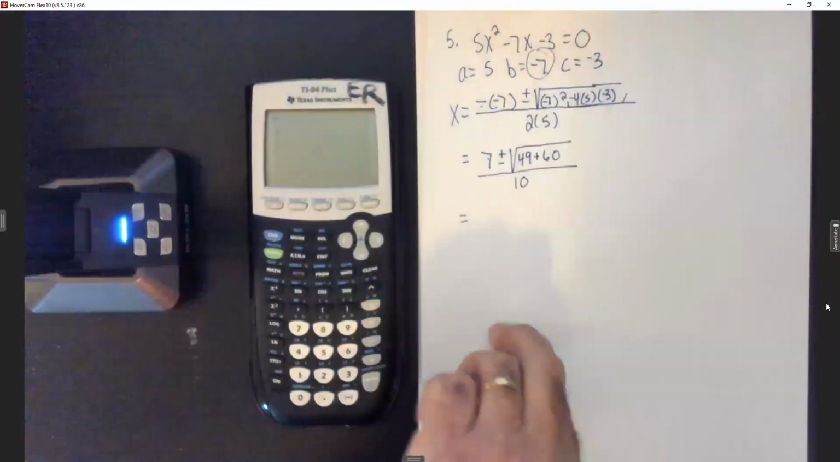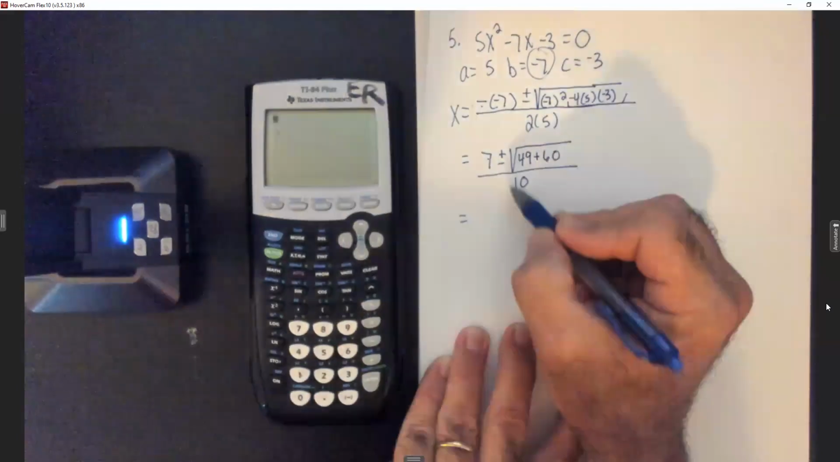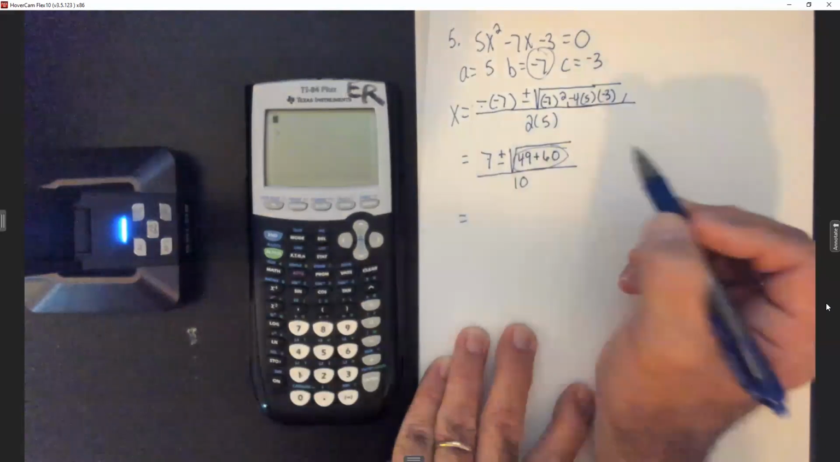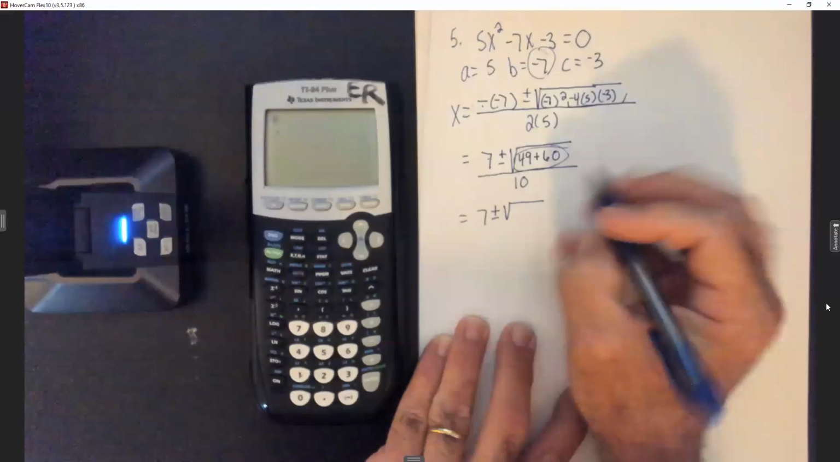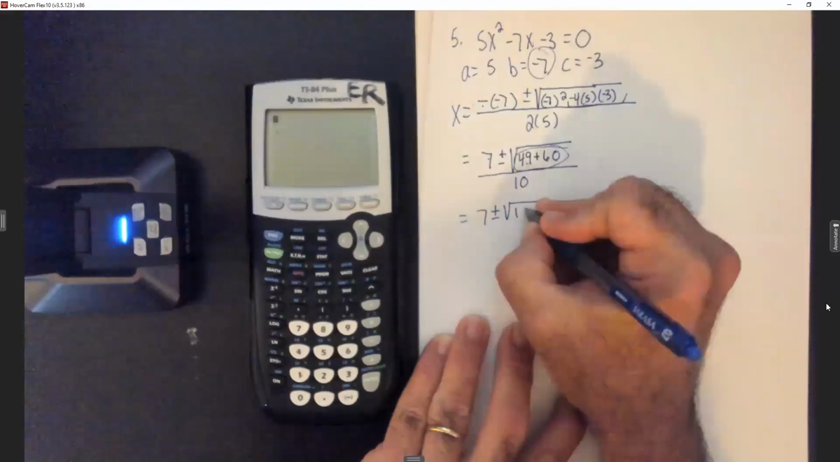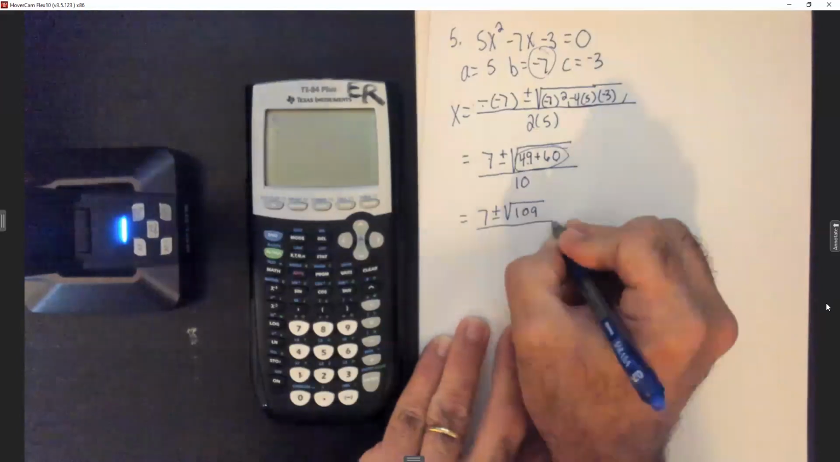All right, now remember, nothing else we can do on the outside, so we got to add under the radical. So 7 plus or minus a square root. 49 plus 60 is 109. All of that over 10. So here we go, side work on that radical.